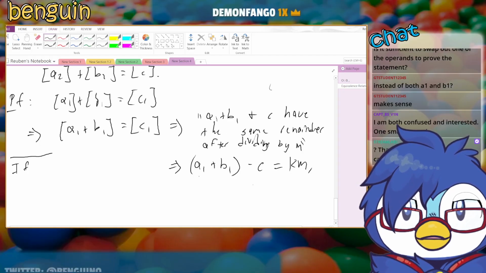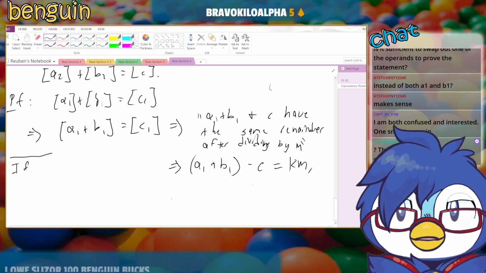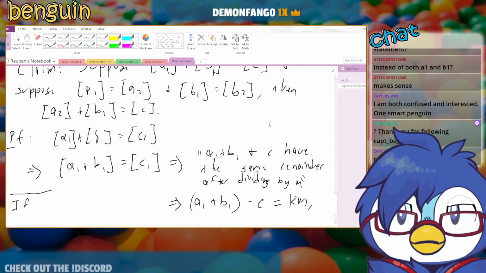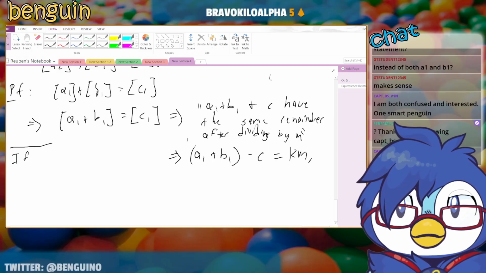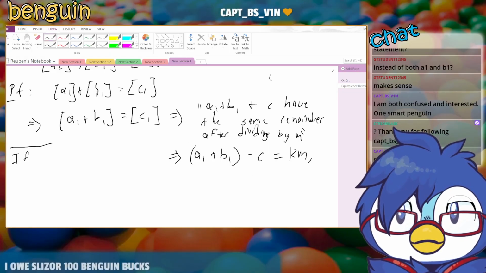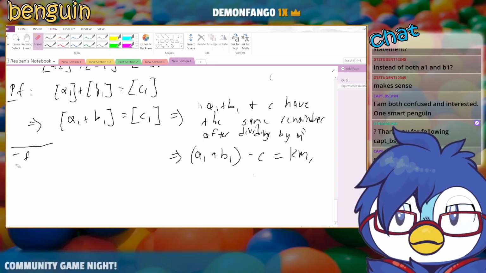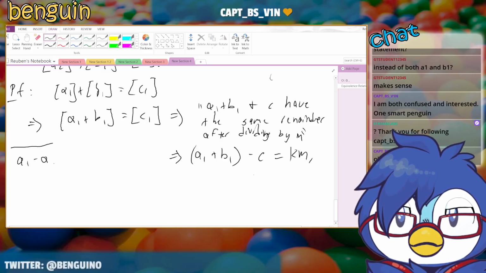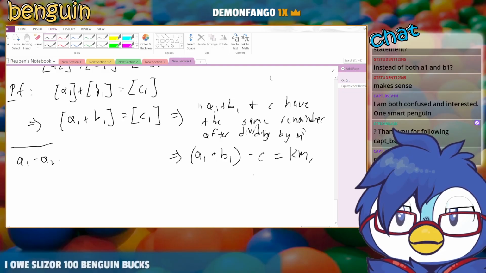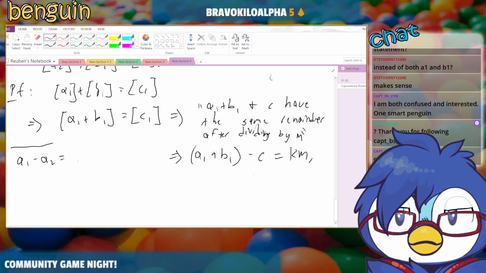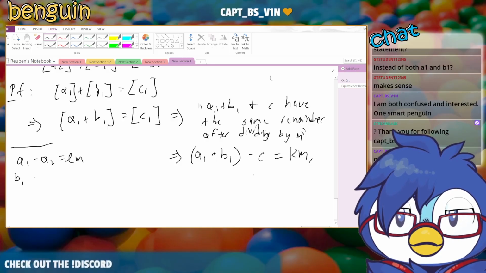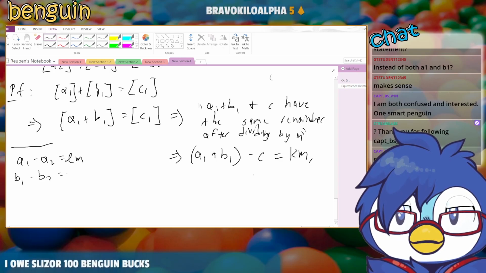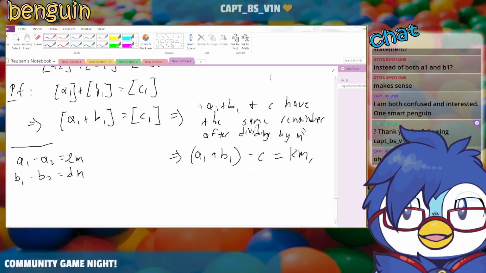Okay, cool. Another thing we can say, and I want to write this on the side here because it's probably going to be helpful: I have that a1 minus a2 is some multiple of m, and b1 minus b2, I'm running out of letters here, I'll use d, is some other multiple of m.